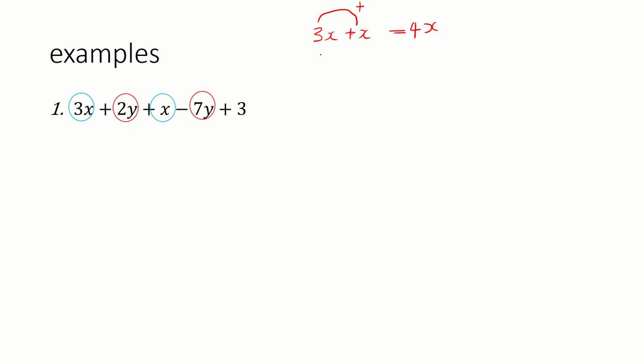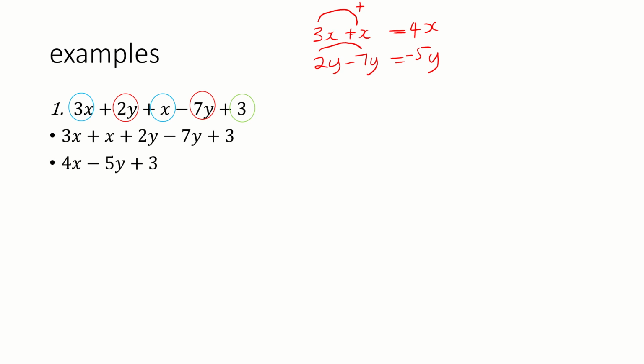And then when it comes to the y's, I have 2y minus 7y. Obviously, the variable will remain the same. Then I'm going to say 2 minus 7. What is 2 minus 7? It is minus 5. So when you write this, you will write it as 4x minus 5y. But please note that 3 is a constant. It's highlighted in green. It means that there is no term that is like 3 in the given expression. So basically, all I'm going to have here is 4x minus 5y plus 3.